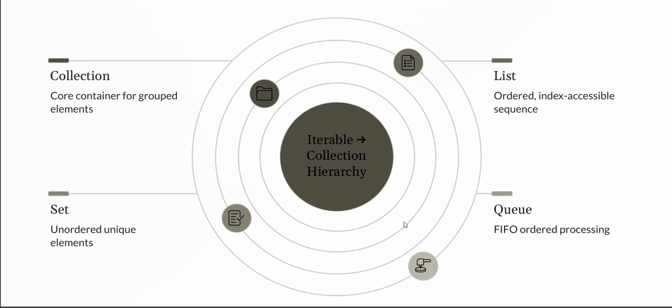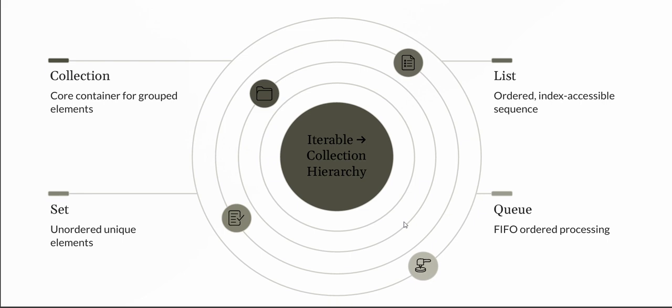First one is list. List is for ordered data, index specifying 0, 1, 2, and it allows duplicates also. List allows duplicates and is an index-accessible, ordered sequence. And next one is queue.